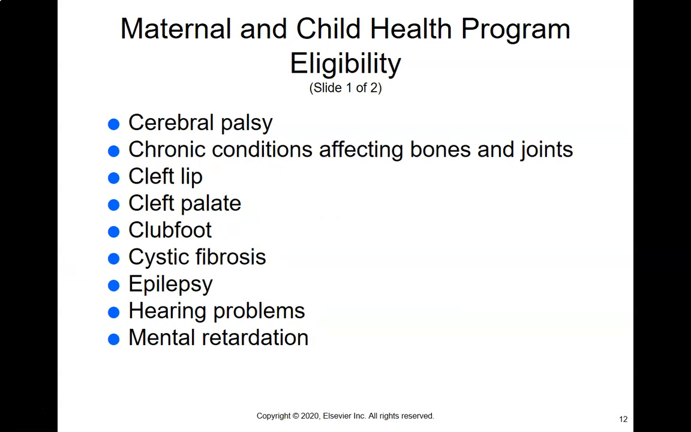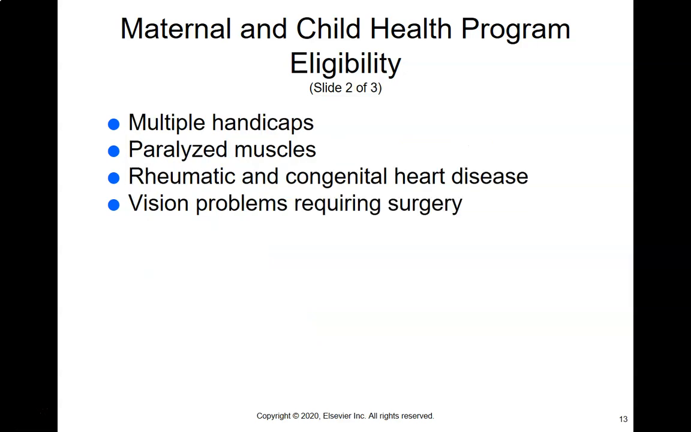Maternal and Child Health Program eligibility. Some conditions qualify a child for benefits under MCHP. All state laws include children who have some kind of handicap that requires orthopedic treatment or plastic surgery. A few states have other conditions. Other items on the list are cystic fibrosis, epilepsy, hearing problems, mental retardation, multiple handicaps, paralyzed muscles, rheumatic or congenital heart disease, and vision problems requiring surgery.